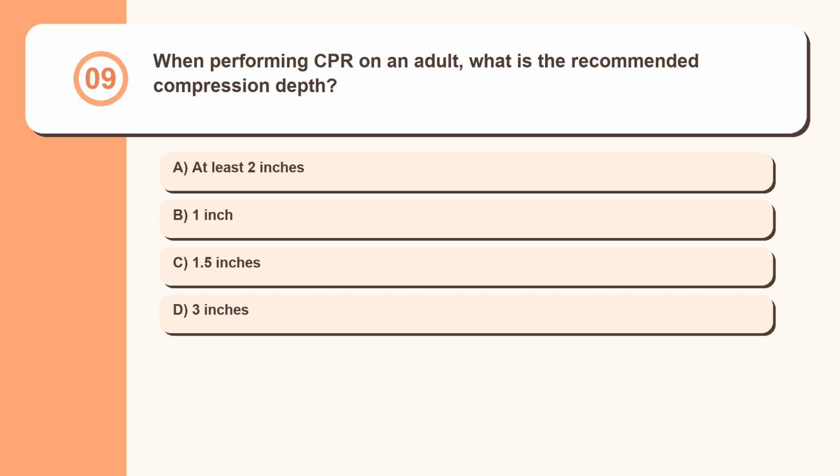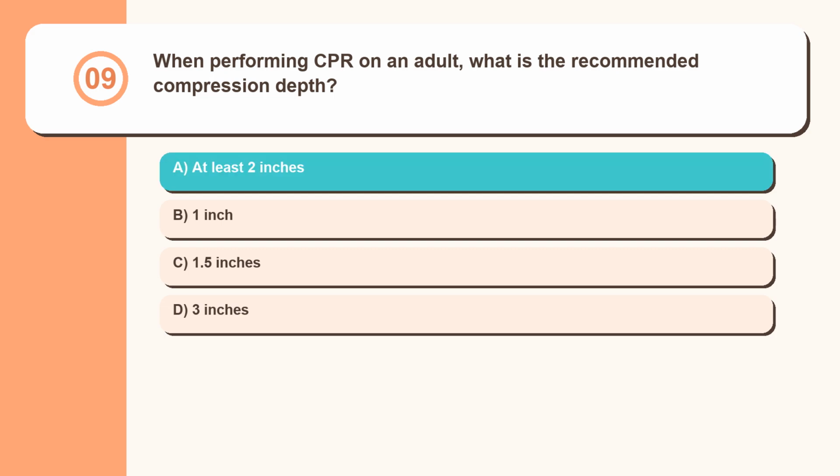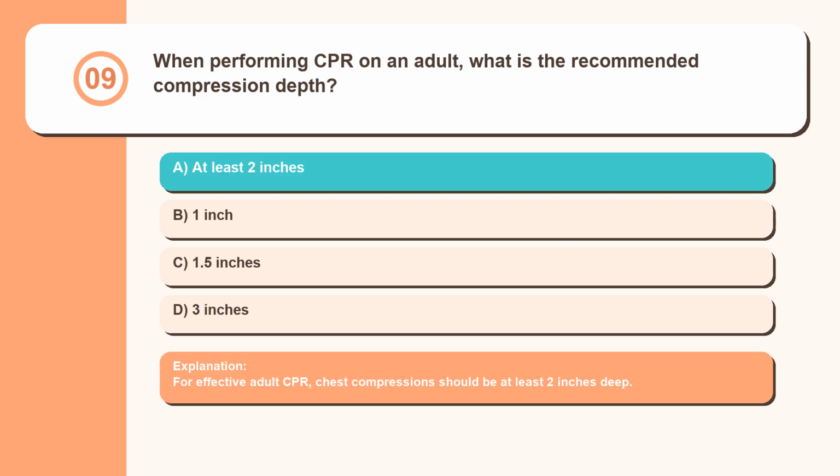Question 9. When performing CPR on an adult, what is the recommended compression depth? At least 2 inches, 1 inch, 1.5 inches, 3 inches. For effective adult CPR, chest compressions should be at least 2 inches deep.